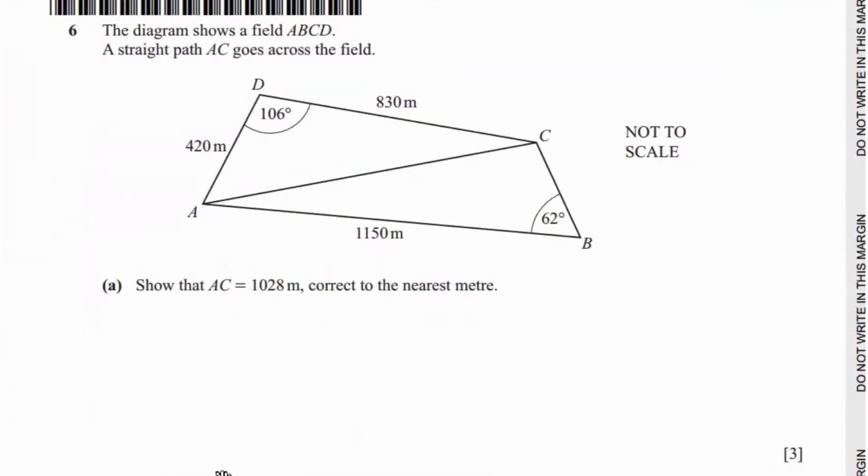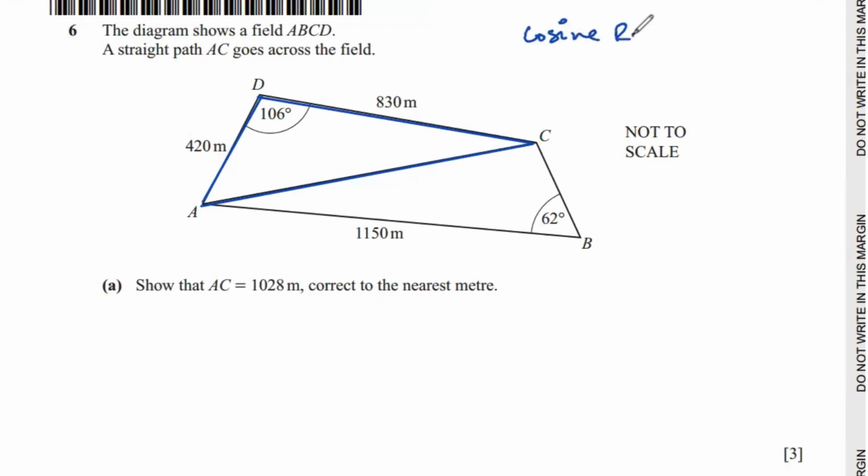Question 6: a diagram shows a field ABCD. A straight path AC goes across the field. Show that AC equals 1028 meters, correct to the nearest meter. So first, to find AC, we can use the triangle ADC. We have two lengths and the angle between them, which meets the condition for the cosine rule.